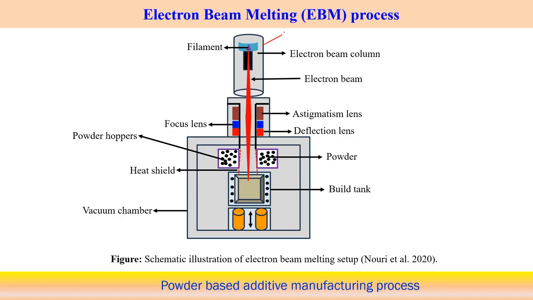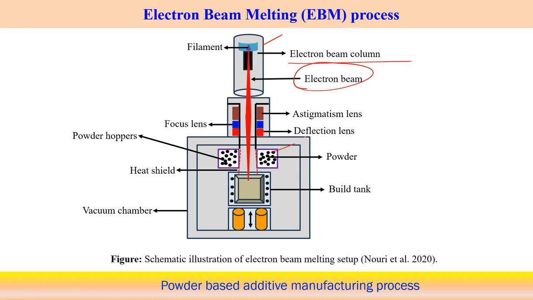The filament simply produces the electrons and then creates the electron beam column. Then we apply a high voltage to accelerate the electron beam, and then we use different types of lenses here to direct the electron beam, to focus it. One is the focusing lens that focuses the electron beam, and the other uses a magnetic field to deflect the beam to the desired position.